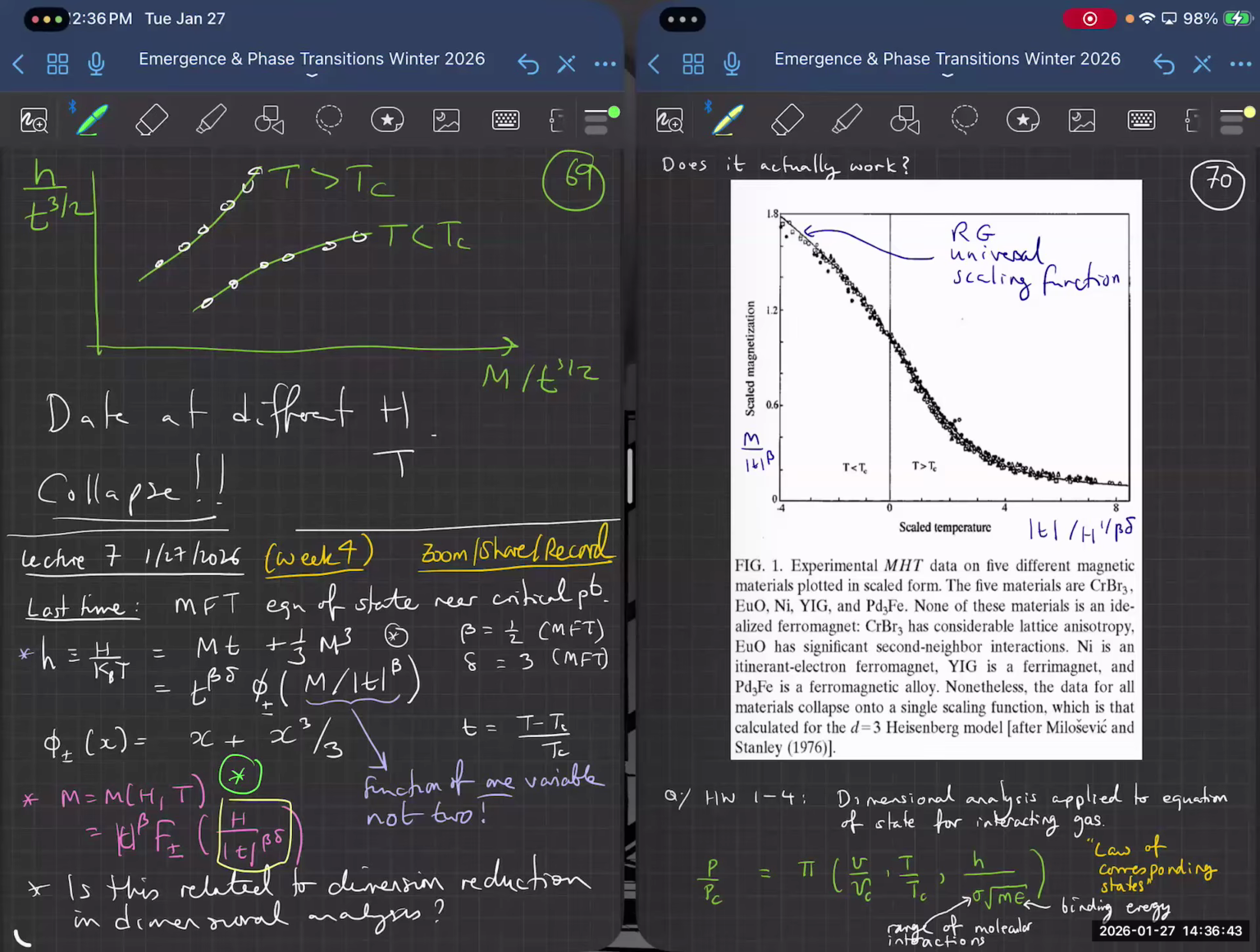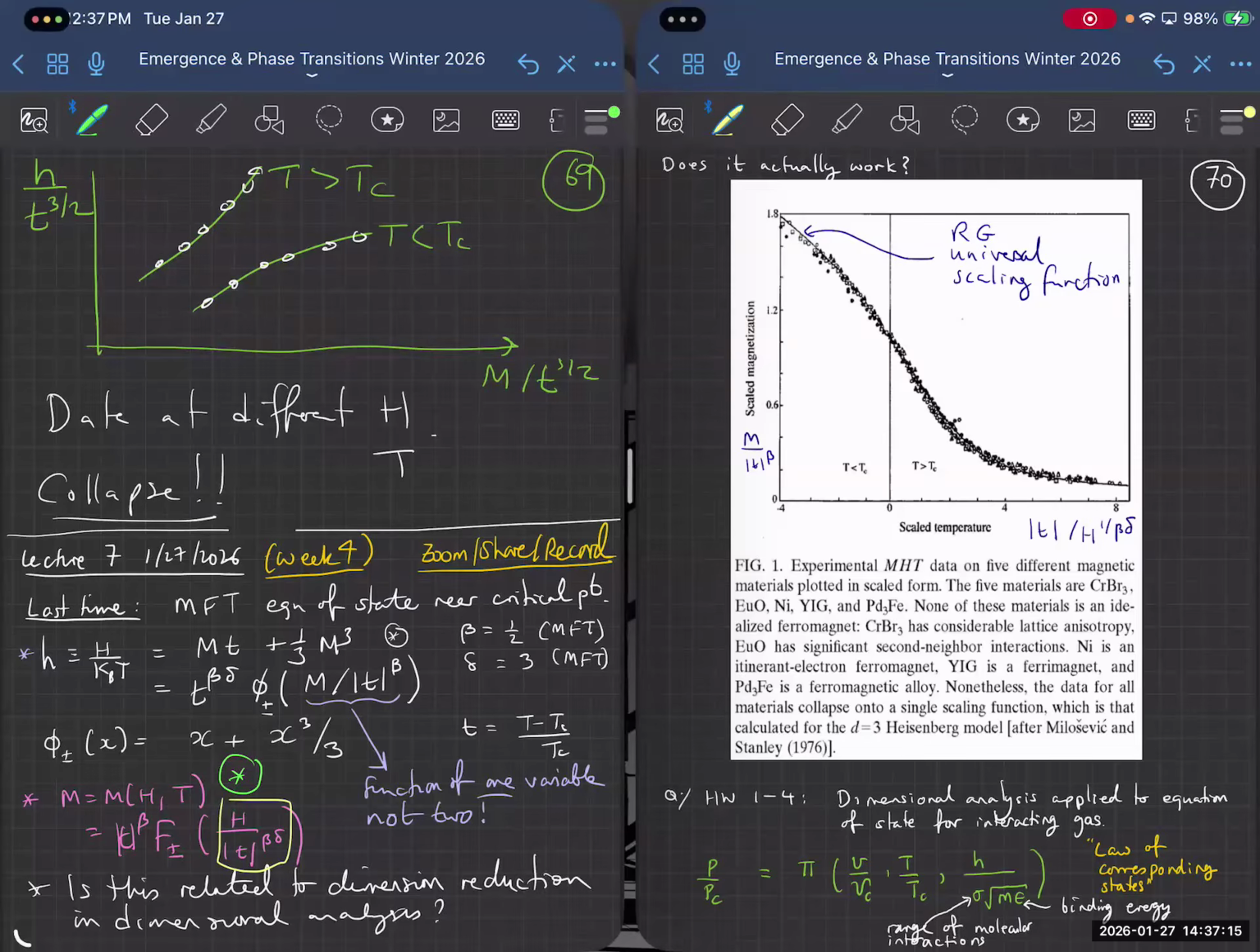Now, the reason that happens is because all these different materials have one adjustable parameter, which is the critical temperature, Tc. That number is different for each of these materials. But if I scale everything by writing T minus Tc over Tc, my reduced temperature, then in terms of that variable, everything collapses into one universal curve. So this is a fantastic example of universality across different magnetic materials.